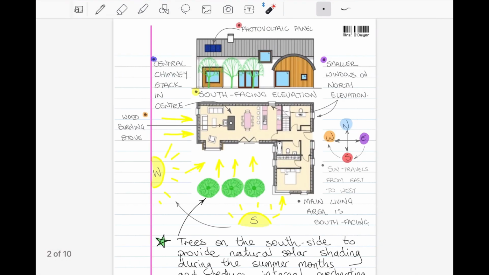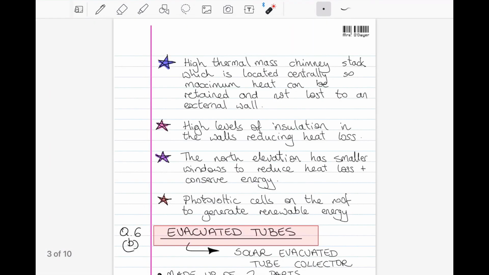Yeah. Now, next thing I wrote then, I said there's a high thermal mass chimney stack. Now, what does that mean? That's basically about the location. It's located centrally. Okay, so it's a modern chimney stack, so designed to the highest specifications, but located centrally, so the maximum heat can be retained and not lost to an external wall.